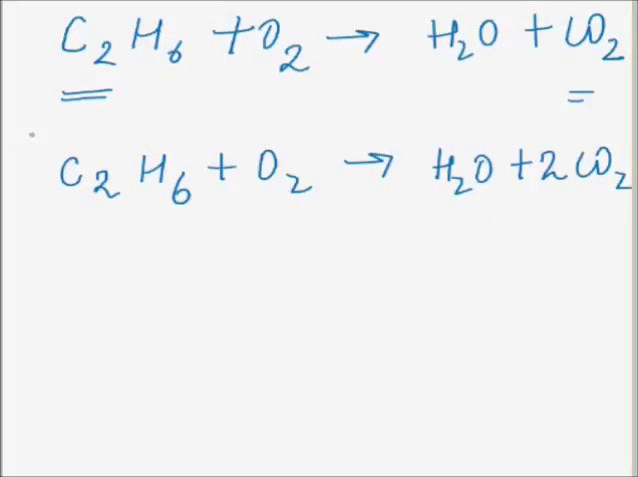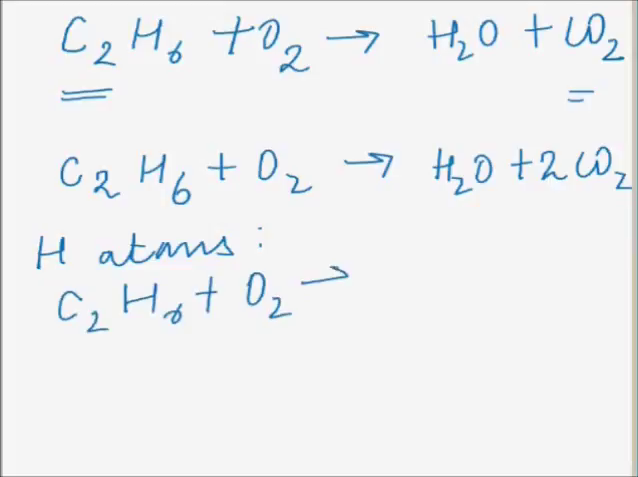Now we will balance the number of hydrogen atoms. There are 6 hydrogen atoms on the reactant side and only 2 hydrogen atoms on the product side. So we will multiply by 3 on the right hand side of the chemical equation. So our equation will become C2H6 plus O2. It will give thrice H2O plus twice CO2. So the number of hydrogen atoms is also balanced now.